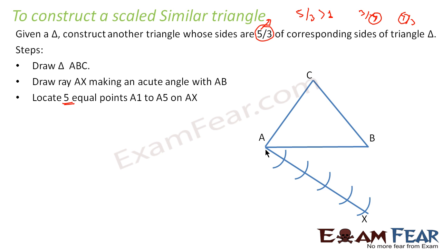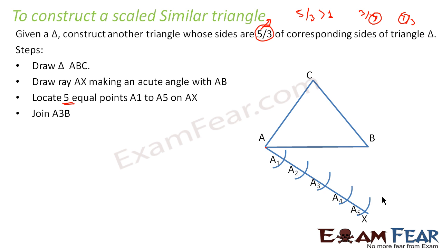How do you draw equal points? From this point, take a length and cut. From this point, take a length and cut. Like this, you will get points. Let's name these points A1, A2, A3, A4, A5. Correct? Now we have these points.